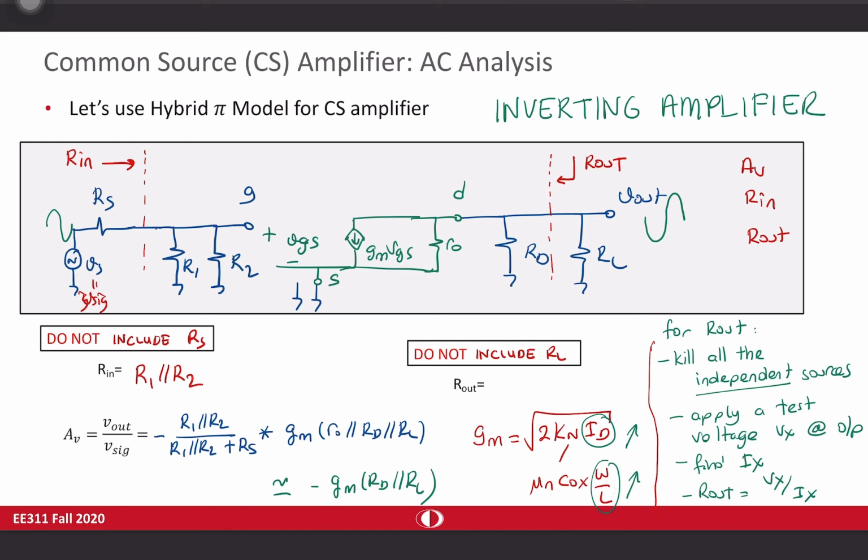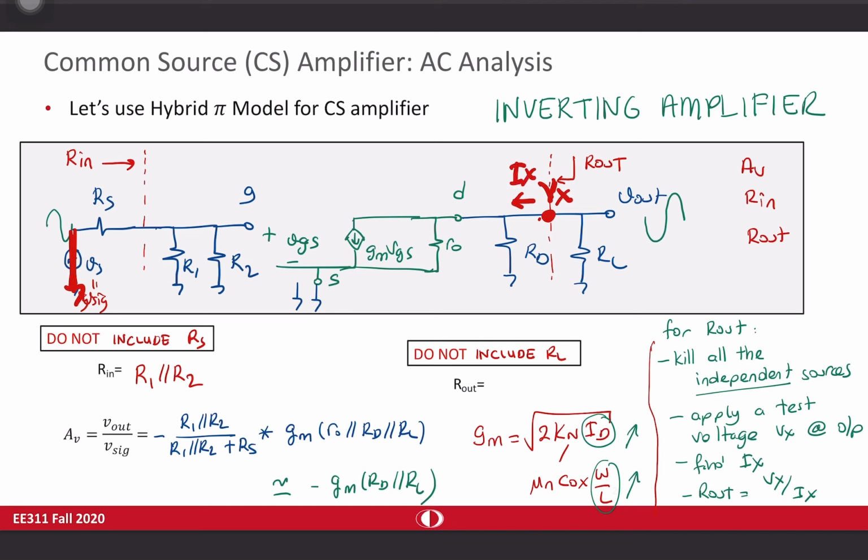So let's apply that algorithm. I'm going to kill all the independent sources. When I take a look at this circuit, I see only one independent source. It's a voltage source. So killing means for a voltage source, I need to short it. Let's do it. So this thing is shorted as the first step. And then apply a test voltage at the output. Of course, I have to exclude RL. So this is Vx, this is Ix. And then I need to find Vx over Ix.